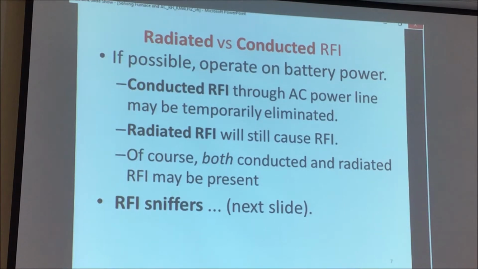It's possible in some cases to determine immediately whether you're dealing with conducted or radiated RFI. If you have a rig that can be operated on battery power, and you go to battery power and you still get interference, then you're dealing with radiated RFI. You may also have conducted RFI in the power line. They are not mutually exclusive, but you can be pretty sure you've got a problem with radiated RFI if you're running on batteries and you still have strong interference.